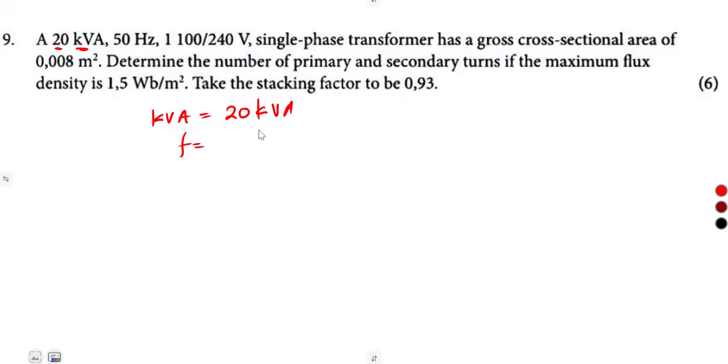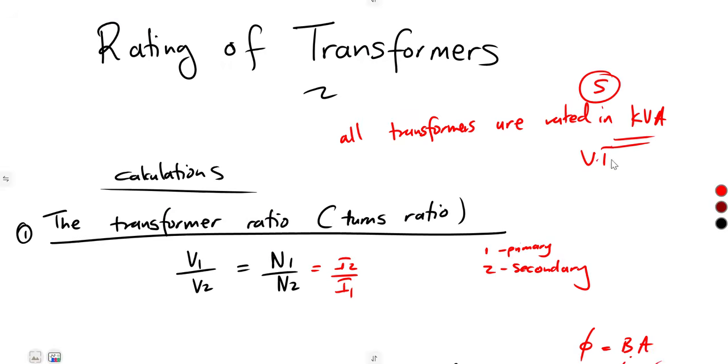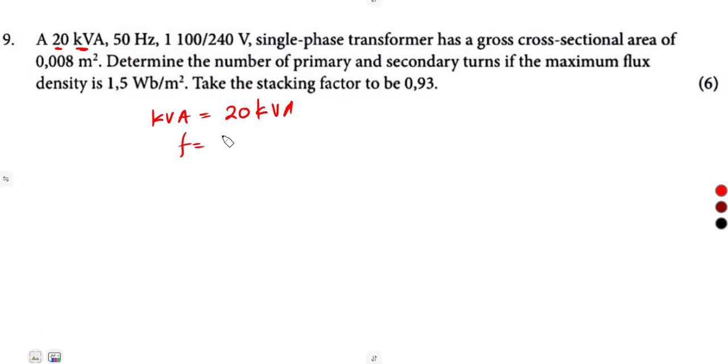And also take note, guys, the kVA is simply voltage times current. So it can be V1 times I1, it can be V2 times I2. Voltage times current. Do not worry much about that. So we are given the frequency 50 hertz. This is 1100 over 240, V1 to V2. So you're given V1, 1100 volts, V2, which will be 240 volts, single phase transformer.